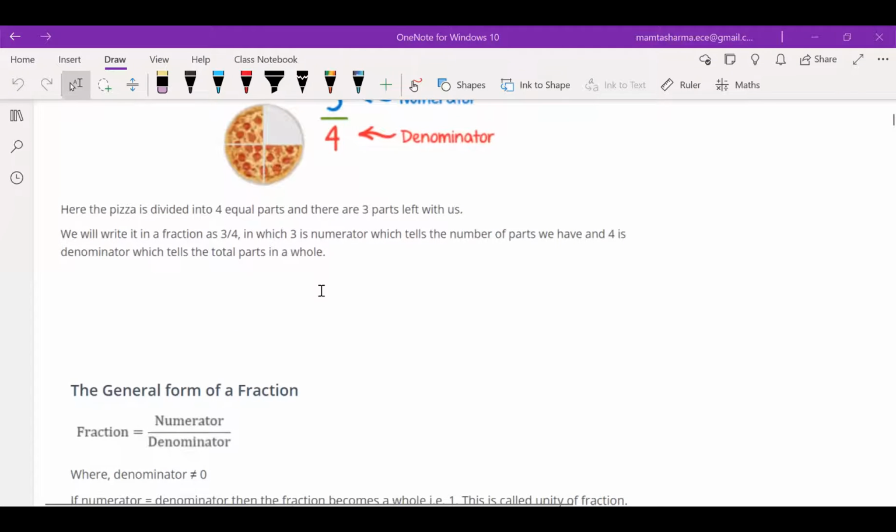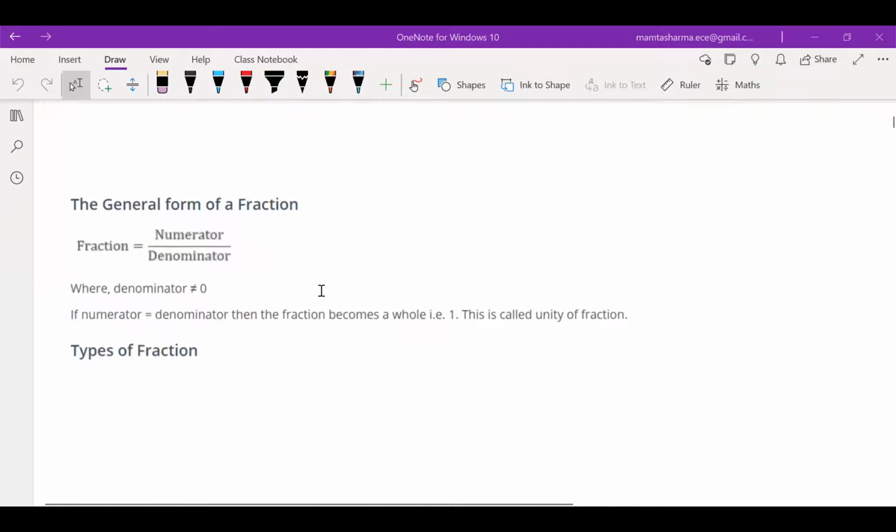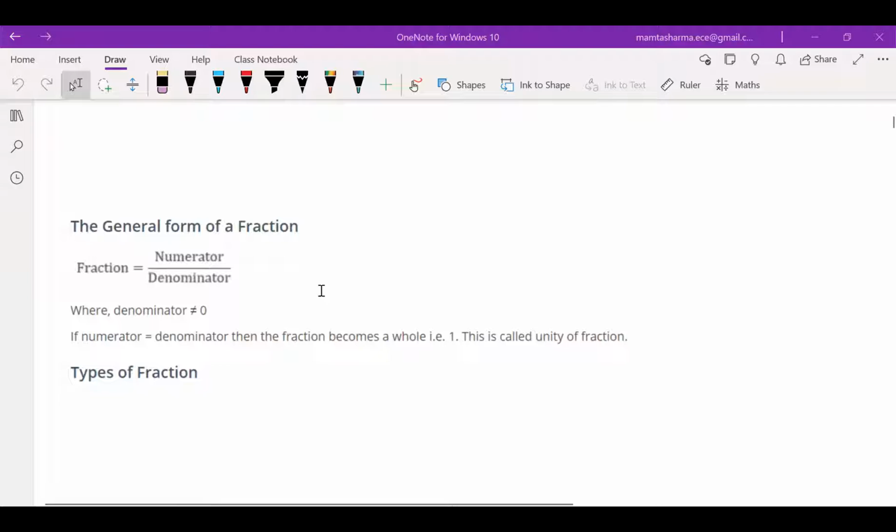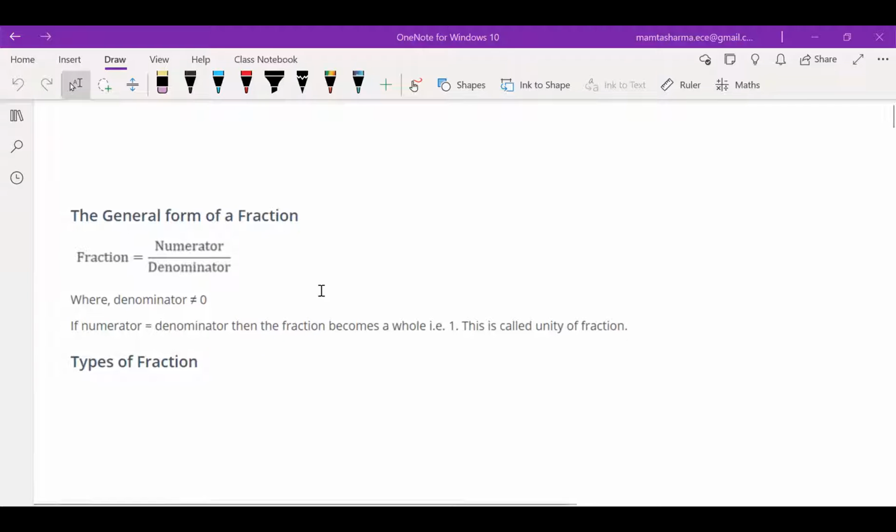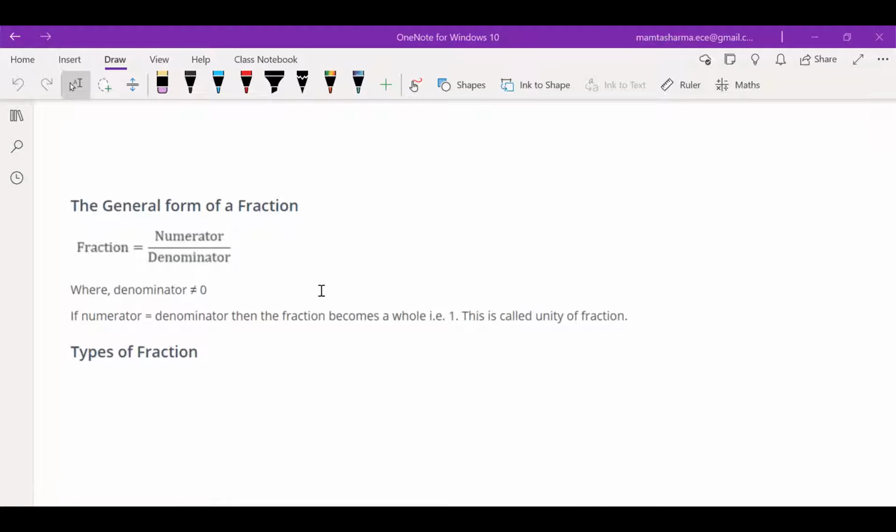Now see, what is the general form of a fraction? Ma'am, the denominator should not be equal to 0. For example, numerator by denominator, and the denominator should not be 0. If the numerator is 0, nothing will happen, but the denominator should not be 0. If the denominator is 0, it will not be defined, because it will reach infinity.